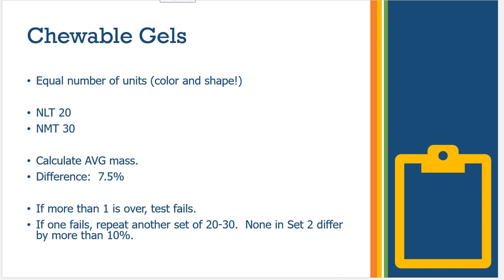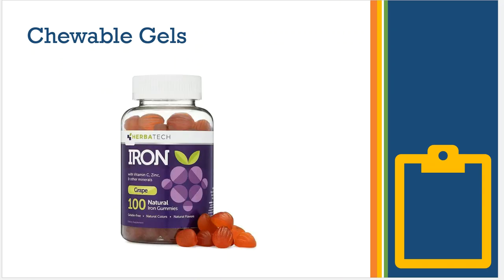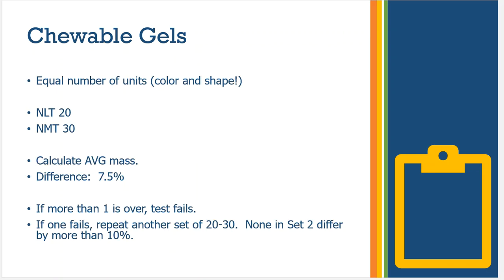So if I look at the container, I'm going to pick out everything that looks the same. I hope that it looks like this, where everything looks the same. It's all uniform. And I just grab 20 of those tablets. It says actually 20 to 30 though. So it's using your judgment call, at least 20, but no more than 30.